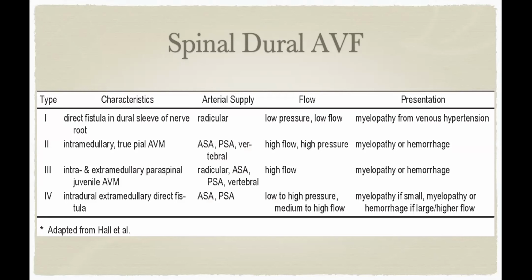Three, four slides more. So, in these, types 1 and 4 are the dural AV fistulas, and types 2 and 3 are AVMs, so I will not be talking about types 2 and 3.